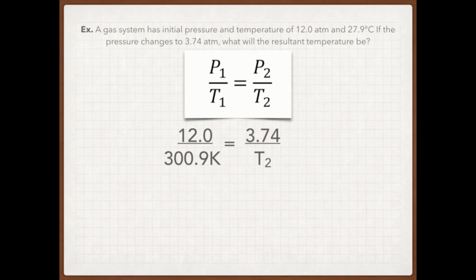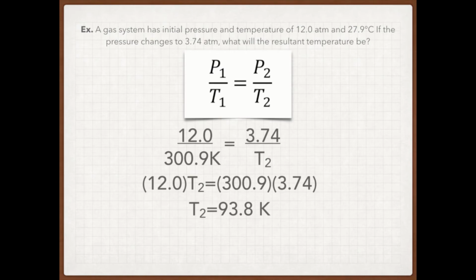If they were both millimeters of mercury or they were both kilopascals, that would be perfectly fine. I'm going to cross multiply, so I have 12.0 times T2 equals 300.9 times 3.74. I'm going to divide both sides by 12.0 to get my T2, okay? And what I end up getting is 93.8 Kelvin, okay?